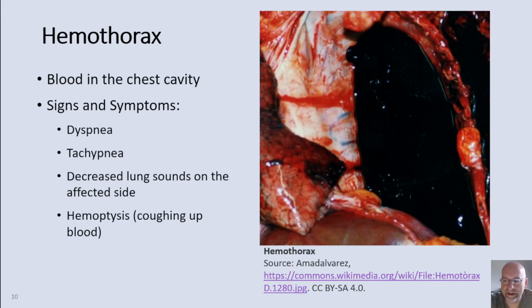If you were to percuss the chest of a patient with a tension pneumothorax, the air inside the chest would make it feel like the vibrations felt when tapping a drum. This is one way that providers can differentiate a hemothorax from a pneumothorax.